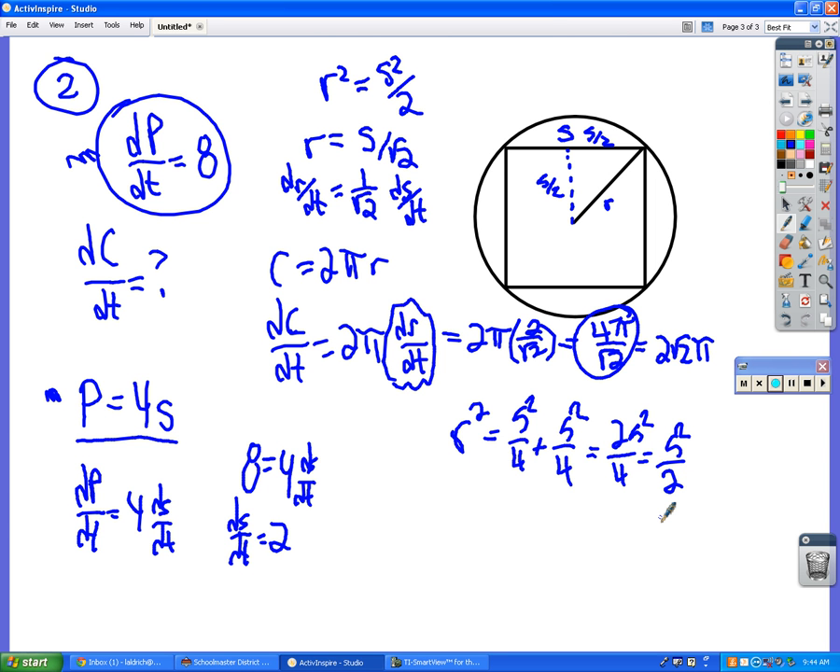Alright, then it says that at the instant when the area of the square is 16 square inches, find the rate at which the area enclosed between the square and the circle is increasing. So they want us to find the rate at which the area enclosed between the square and the circle is increasing. So we better come up with a formula for that first.